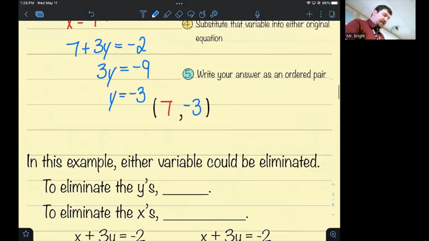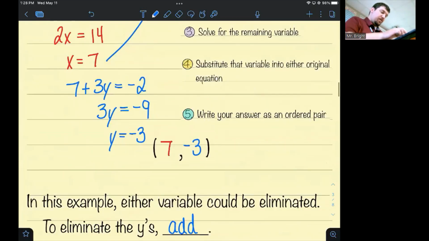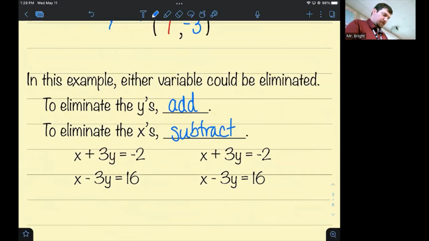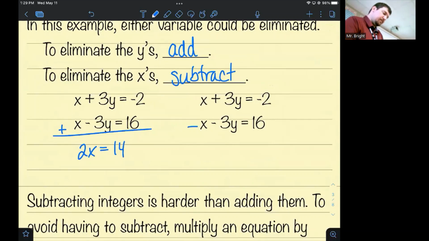In this example, either variable could have been eliminated. To eliminate the y's, we added. To eliminate the x's, we would have had to subtract. Do I really need to do this? I guess I will. So when we added, we got 2x equals 14. If you would have subtracted, you would have eliminated the x's, because x minus x is 0.